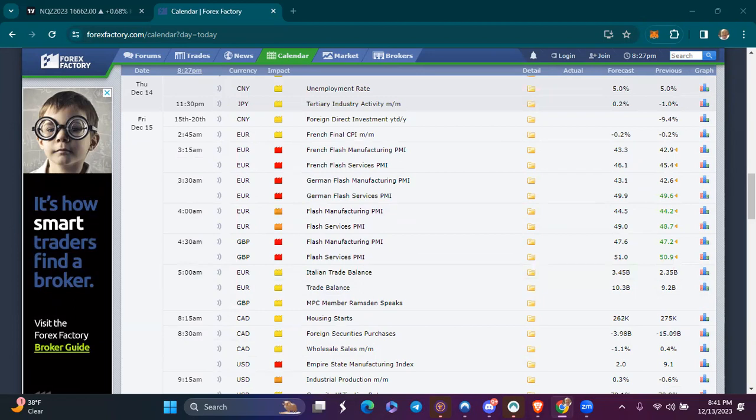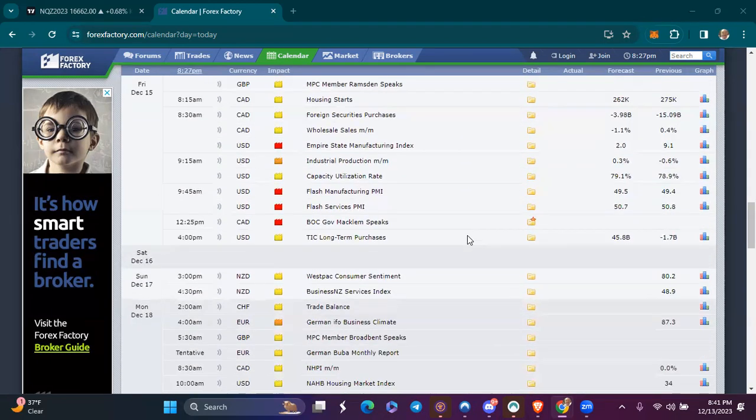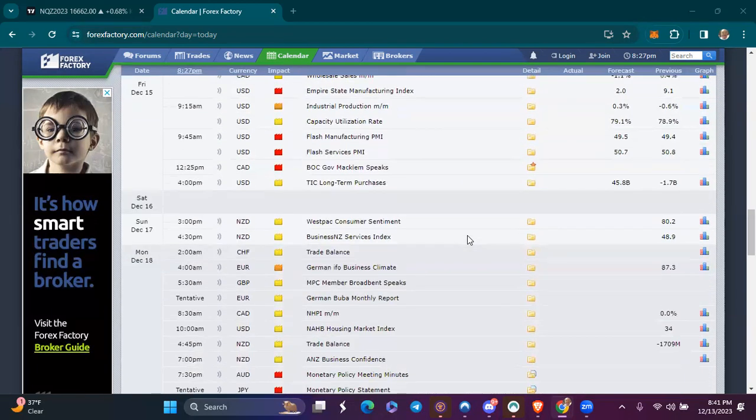And then Friday we have manufacturing and services PMI news coming out for pretty much all major currencies. And then we also have some Empire State manufacturing news coming out as well. So those will be news items that we'll definitely talk about on Friday. The biggest thing for me is just right now seeing how the market truly responds to the news from today.